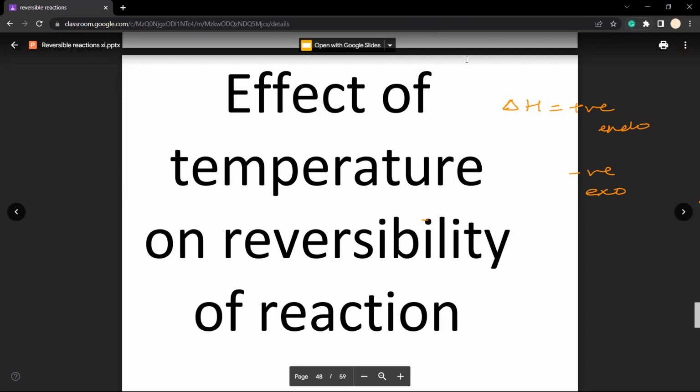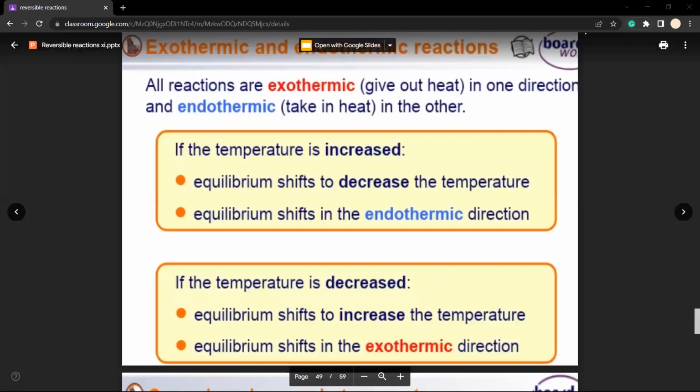Let's go further. Let's see what else there is. Now it says that all the reactions are either exothermic or endothermic. If the reaction is exothermic, the heat is given out, or they are endothermic if the heat is taken in. If the temperature is increased, then they are going to favor the side which is endothermic, that means which has a positive delta H.